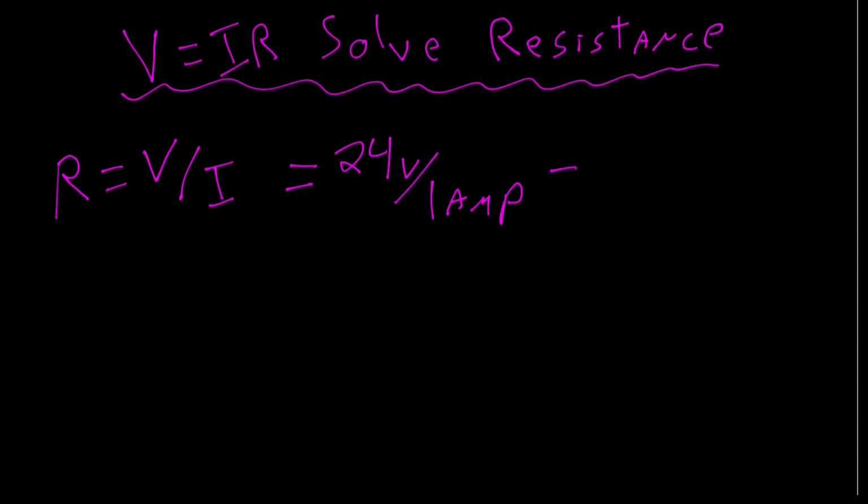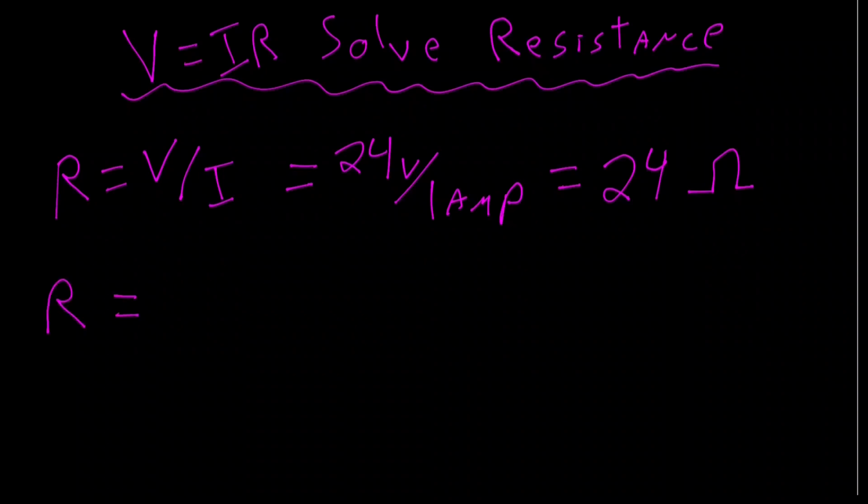So what resistance would that give us? This is fairly straightforward and pretty simple. Don't even need a calculator for it. So 24 divided by 1 is 24 ohms. So with a voltage of 24 volts and 1 amp, you have a resistance value of 24 ohms. Let's try another one.